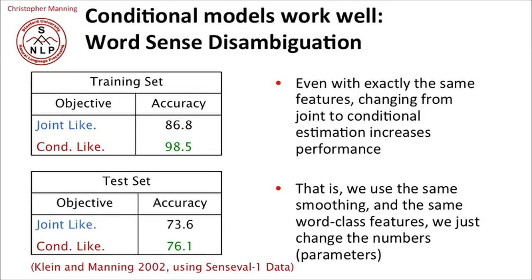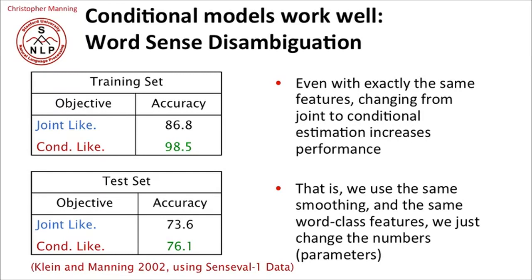And in these experiments, what we were very careful to do is to set up two models which were exactly the same in all respects. They had exactly the same features, exactly the same methods of smoothing the data, but differed only in whether we were doing conditional estimation or joint estimation.